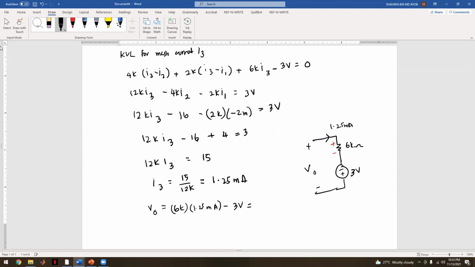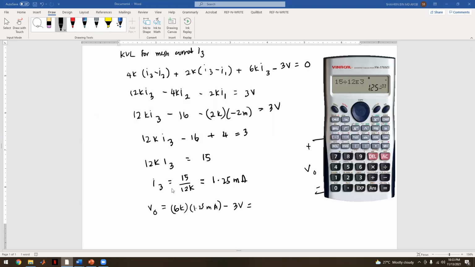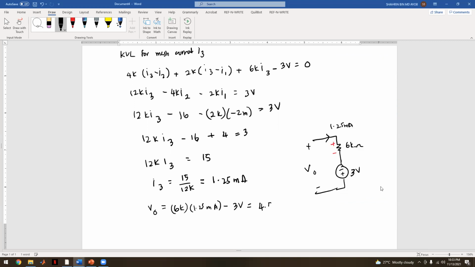So by using your calculator, you will obtain this one equals to 4.5 volt.